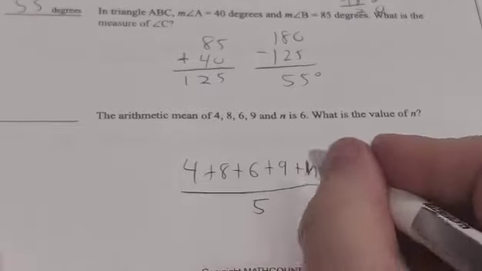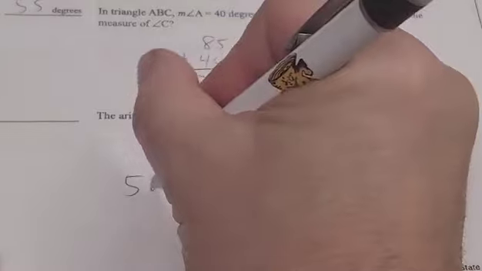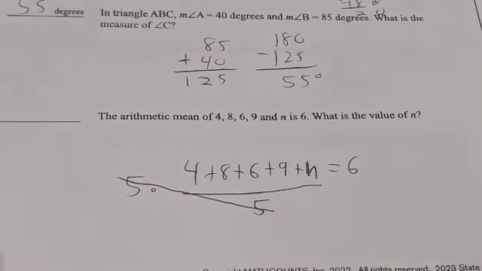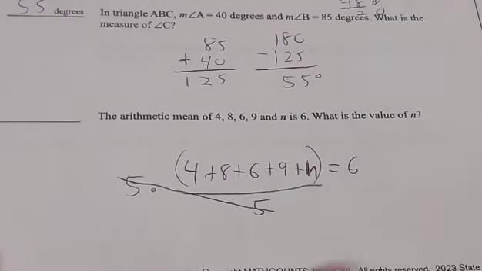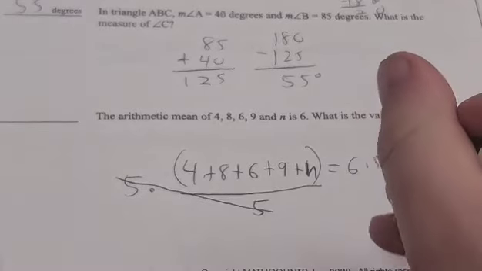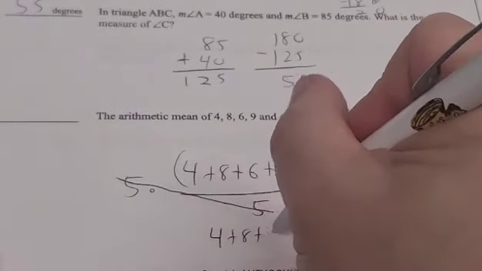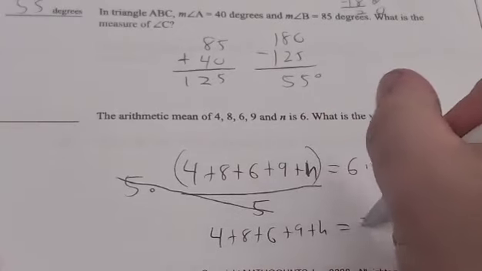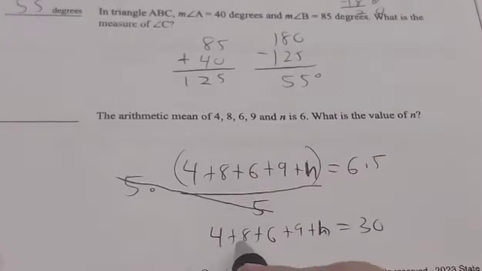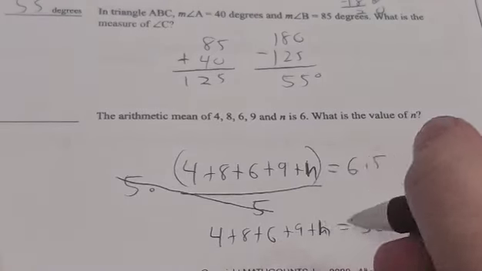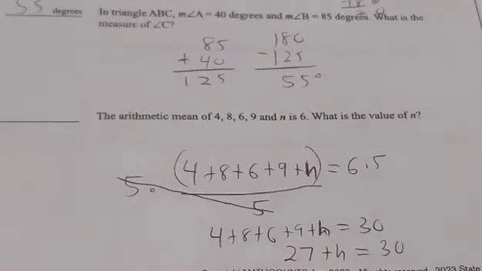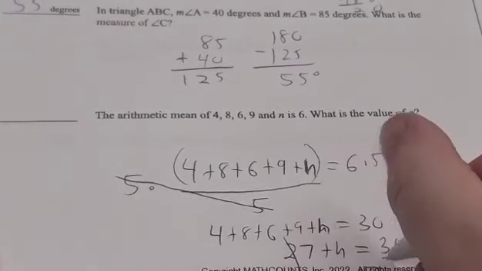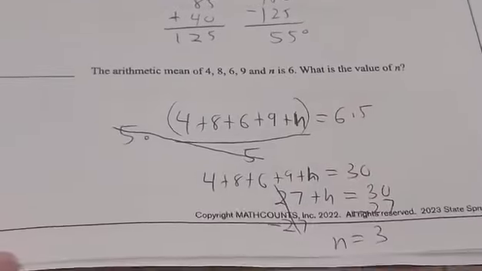So how can I get rid of this whole phrase being divided by 5? I'm actually going to get rid of it by multiplying by 5. Normally I tell you to undo addition and subtraction, but this is basically in parentheses. It's a whole phrase. So multiply that by 5. So that's 30. So 4 plus 8 plus 6 plus 9 plus n equals 30. Let's simplify this. 4 plus 8 is 12, plus 6 is 18, plus 9 is 27, so we have 27 plus n equals 30. Subtract 27 from both sides, n equals 3.